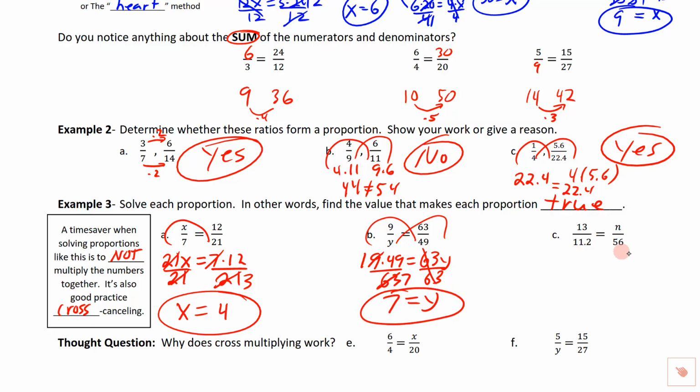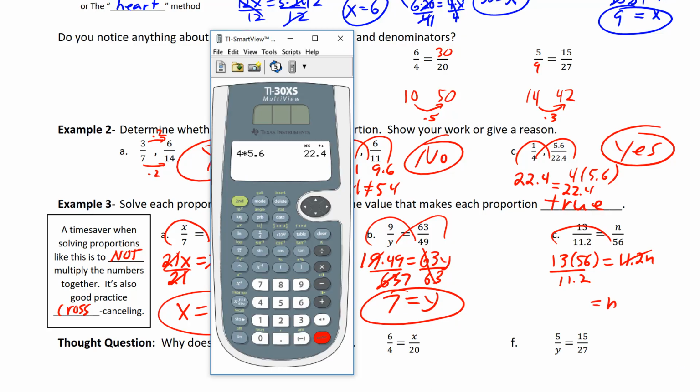And then this last one, you'll notice we've got a decimal on this one, so we'll have to be a little bit careful. So we're going to multiply here. This is 13 times 56. And then on the other side, we've got 11.2n. And then we're going to divide by 11.2. So I'm just going to write down the n equals, and then I'm going to grab the calculator and let's plug this in.